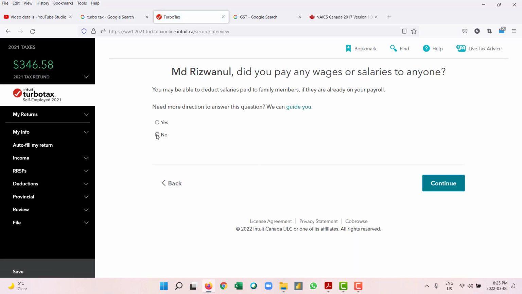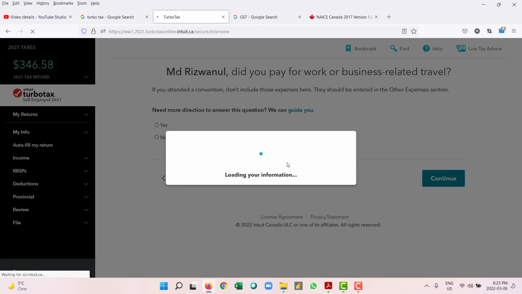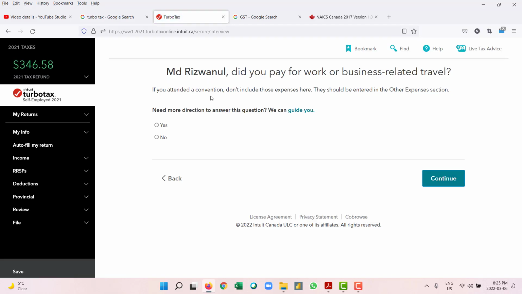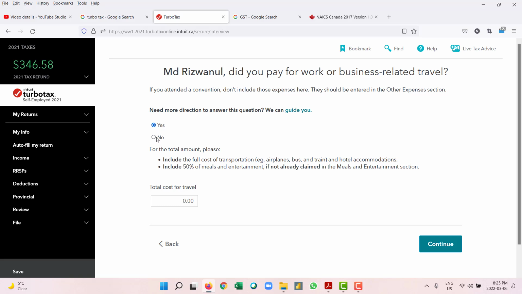No, you may be able to deduct salaries paid to family members if they are already on your payroll. I don't have any family members. I don't need anything. Need more direction. If you attended a convention, don't include those expenses here. No. If you click yes, it will show something.